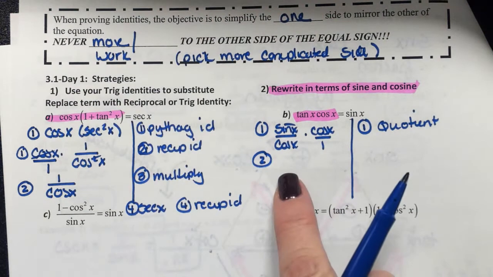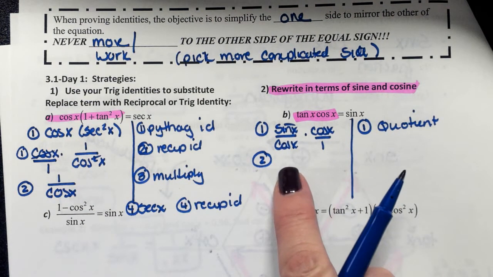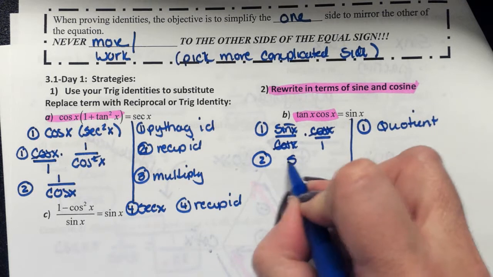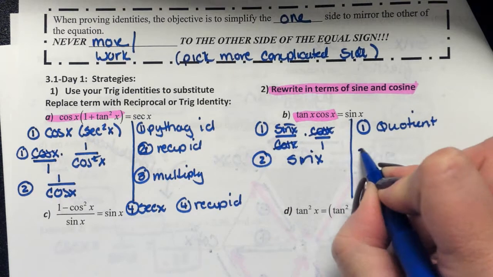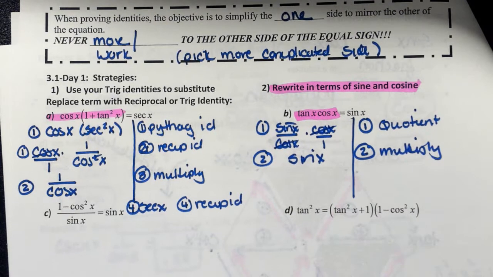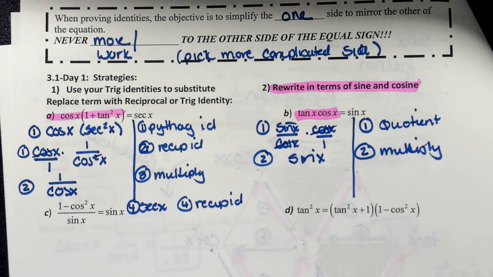So now what comes after I replace tangent with sine over cosine? What algebra can I next do? Multiply. So I'm left with sine x. Am I done? What was your end goal? To get sine x. So some of them are just a two-step, like this one. Okay?